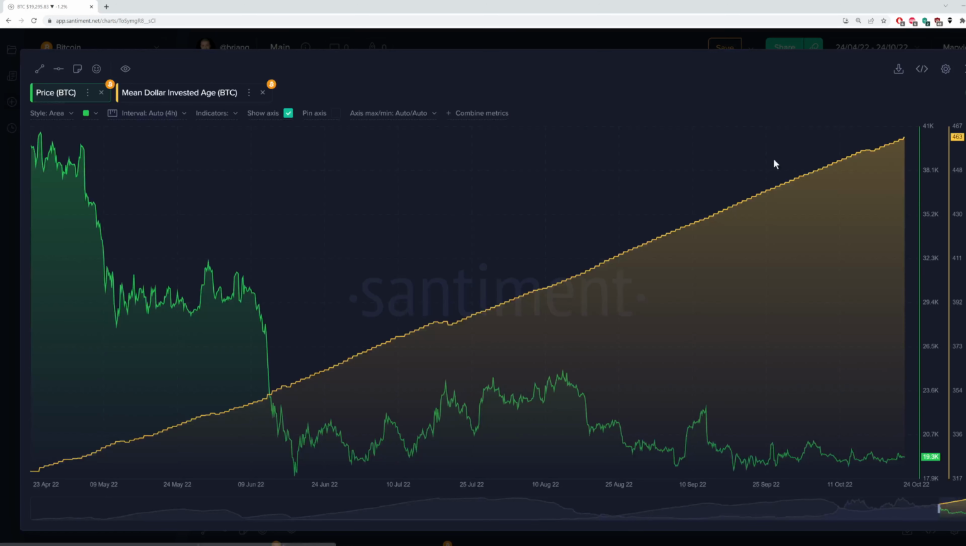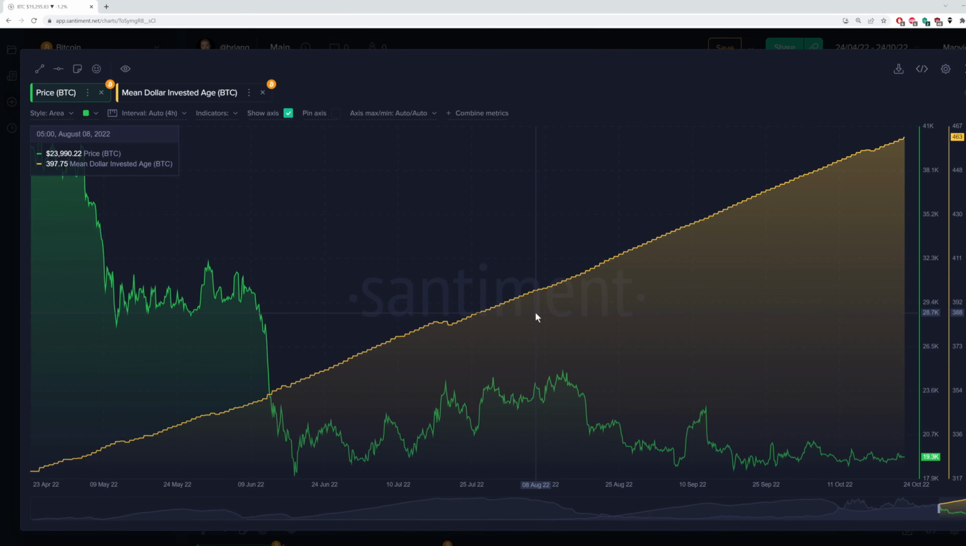Mean dollar invested age. This is a measurement of the average age in which coins have been sitting in that wallet. And the higher it goes, that means the more stagnant and dormant the coins have been. The lower it goes, if you start to see a big drop, which we haven't seen here in the last 6 months at least, that would be a sign that a lot of dormant tokens are starting to move, and that lack of stagnancy is often what propels the next bull run.